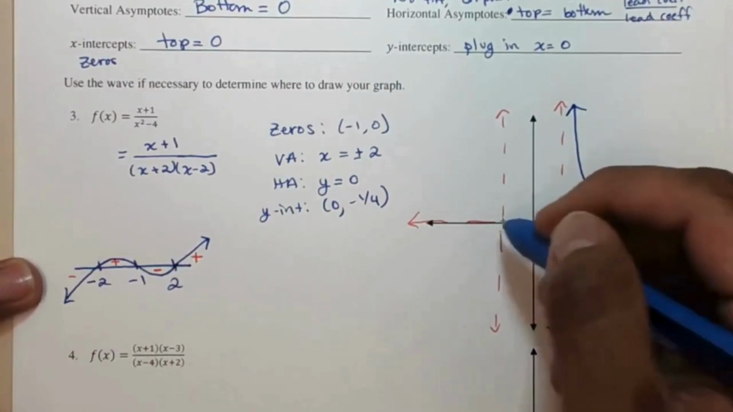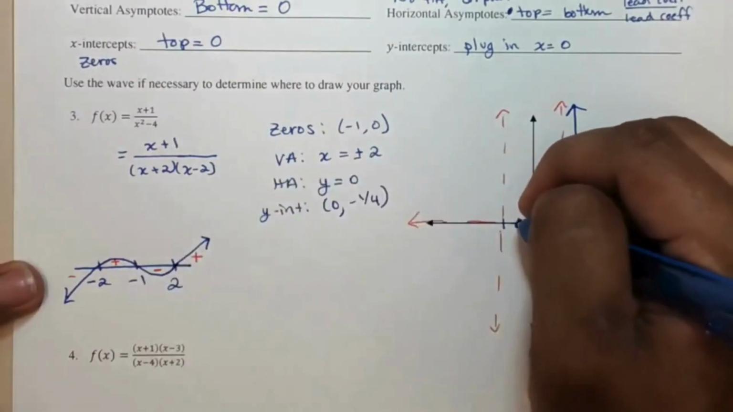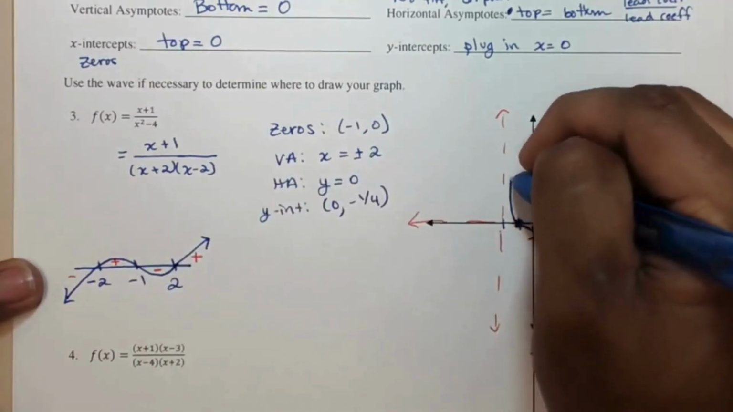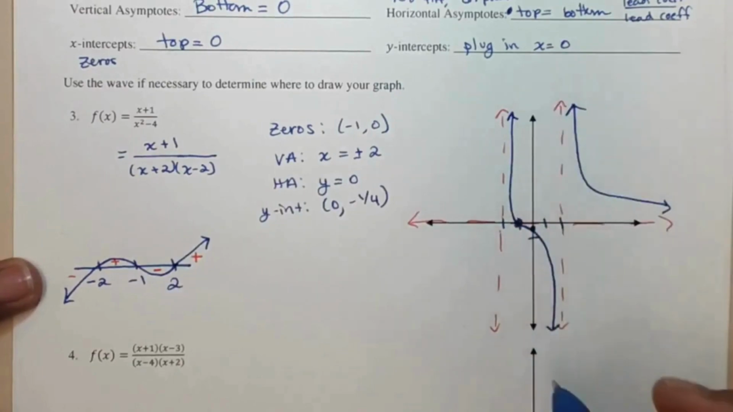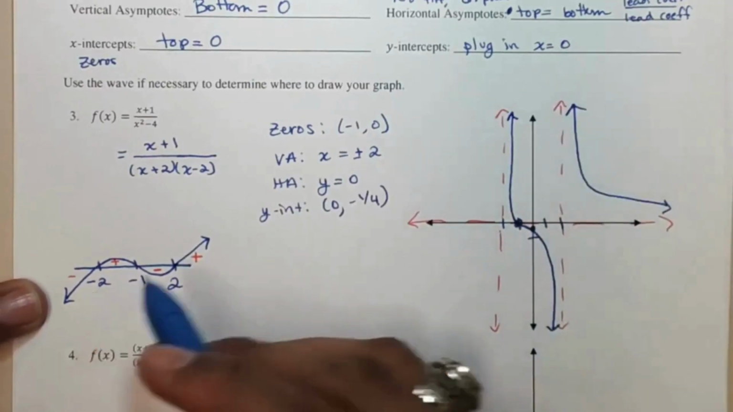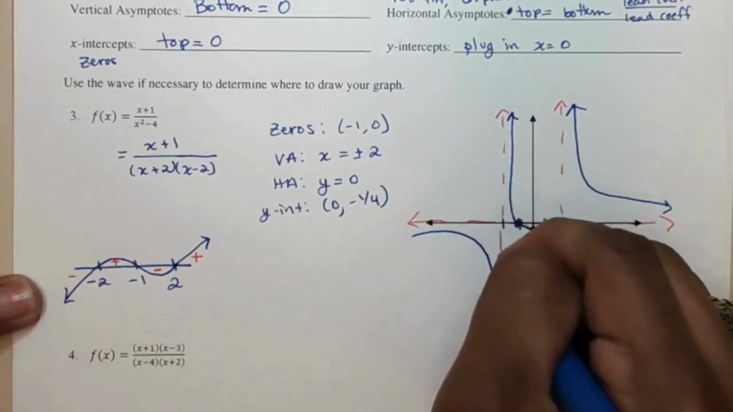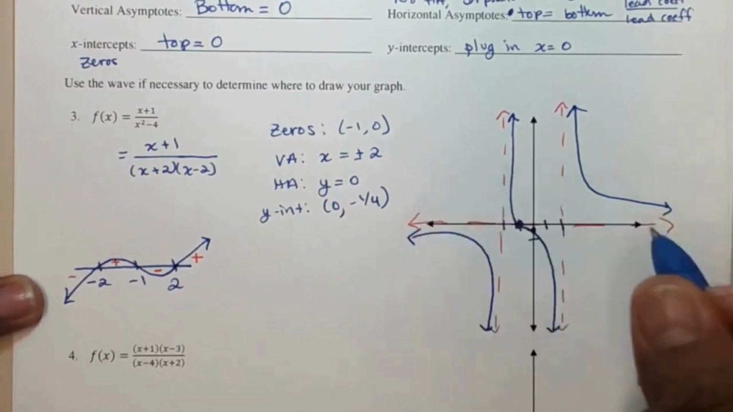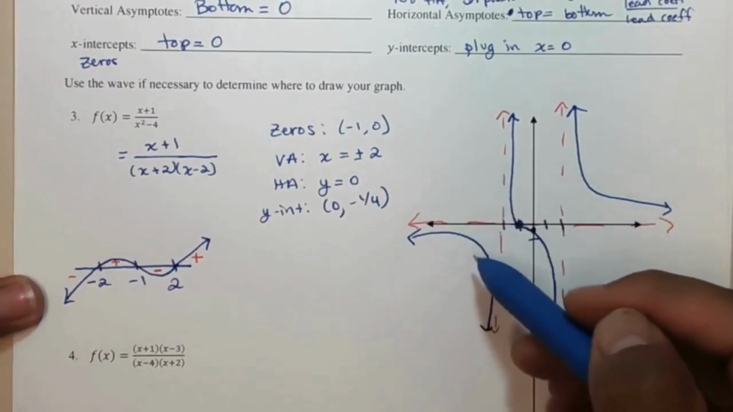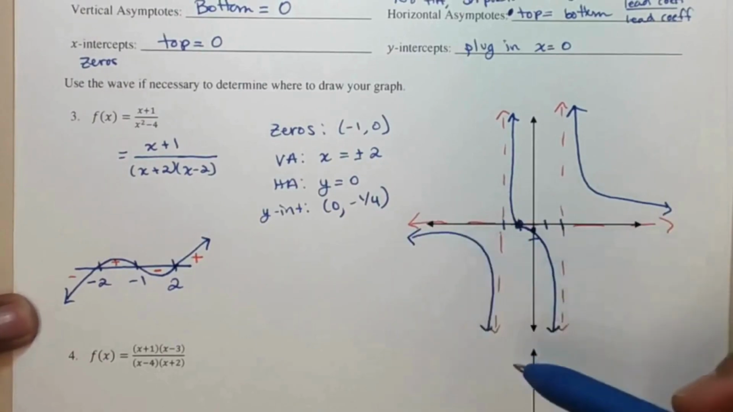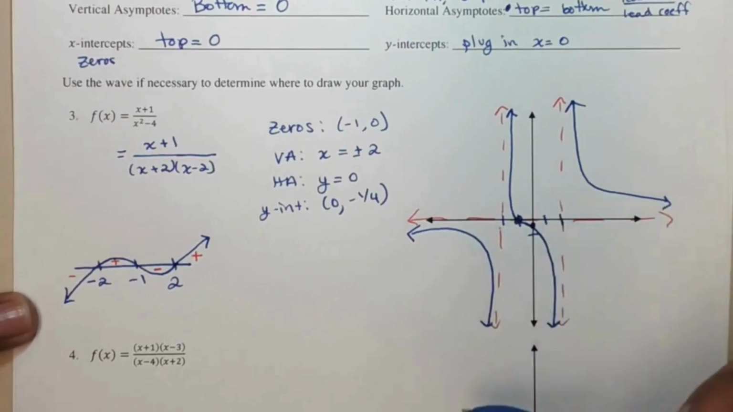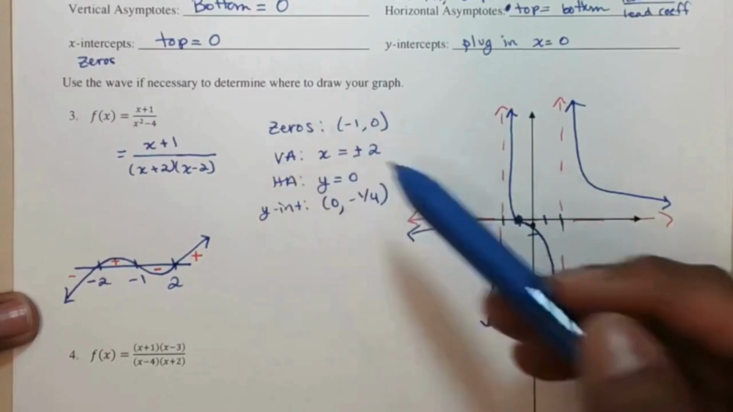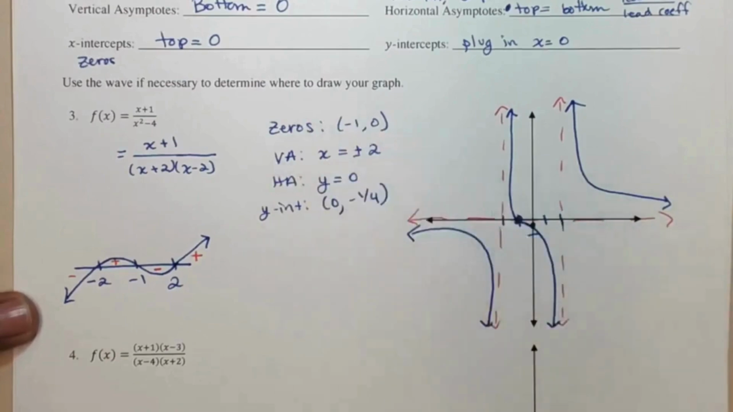We already got this piece. Between negative 1 and negative 2, all my y values are positive, so it's up here. But to the left of negative 2, all my y values are negative. If you want to be a little bit more exact, you could plug in numbers to the left of negative 2 and plot some points, but all we really need is a sketch and definitely plotting all of this information here.